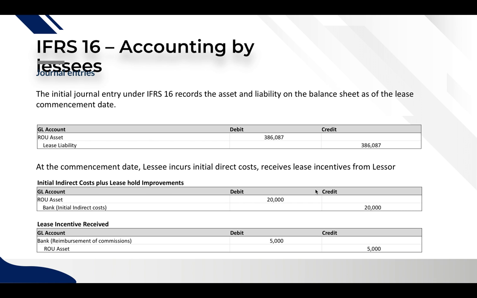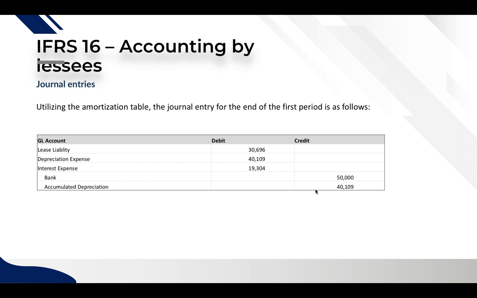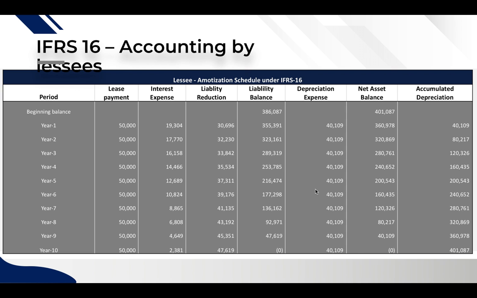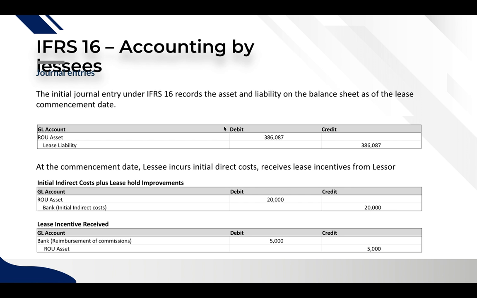On the lease incentive received of $5,000, the entry would be bank account debit, which is reimbursement of commissions paid by the lessor, for $5,000, and credit would be ROU asset of $5,000. And using the amortization table above, the journal entry at the end of year one would be lease liability account debit 30,696, which is your reduction of the lease liability balance. If you see in year one, the liability reduction is 30,696. So that has to be debited and reduced from the lease liability balance.